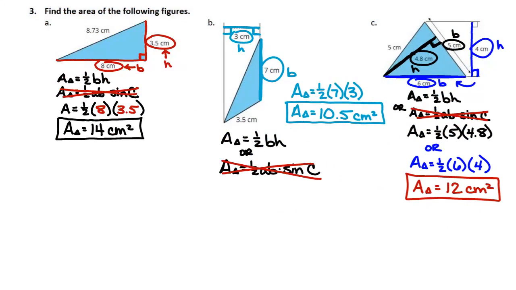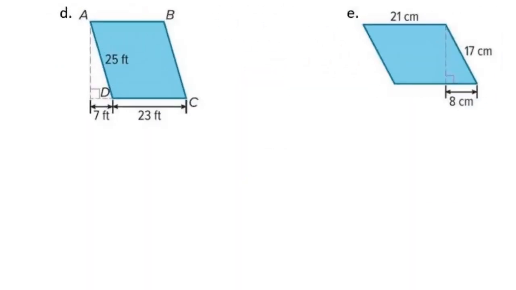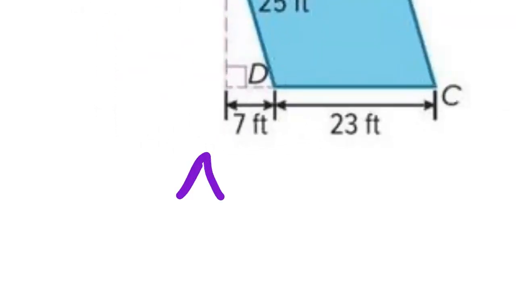I want to look at the next row down. That's probably where we're going to stop. So we're going to look at example D next. What kind of shapes do we have here? Still triangles? Trapezoids? Kites? Parallelograms. We have parallelograms. What is the area formula for a parallelogram?